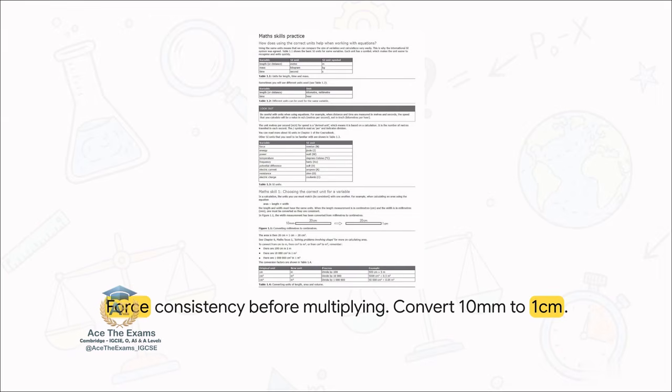Before you do any multiplication, you must force consistency. You have to convert that 10 millimeter width into 1 centimeter. Now you multiply 20 centimeters by 1 centimeter to get a perfectly consistent area of 20 square centimeters. Always, always match the units before you apply the formula.